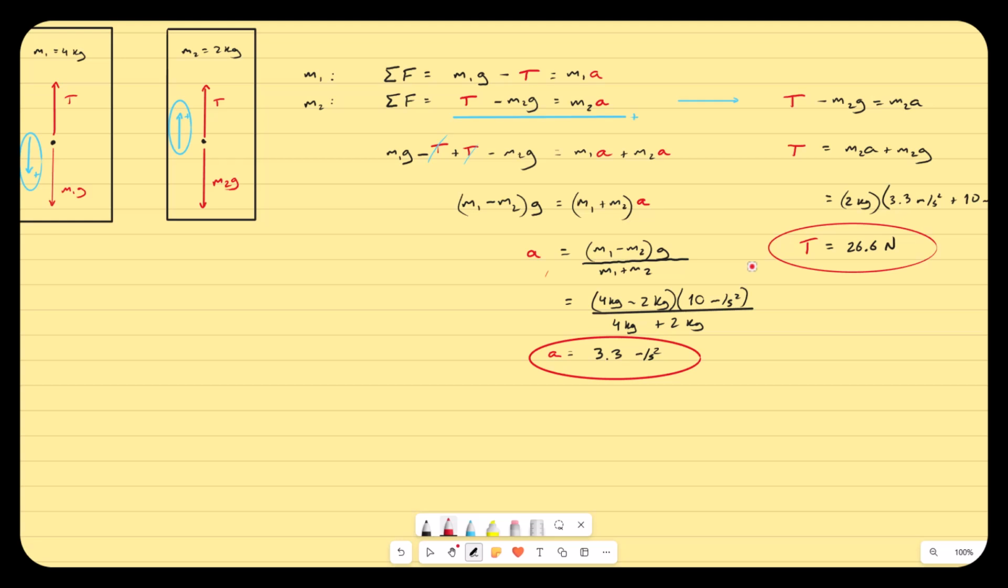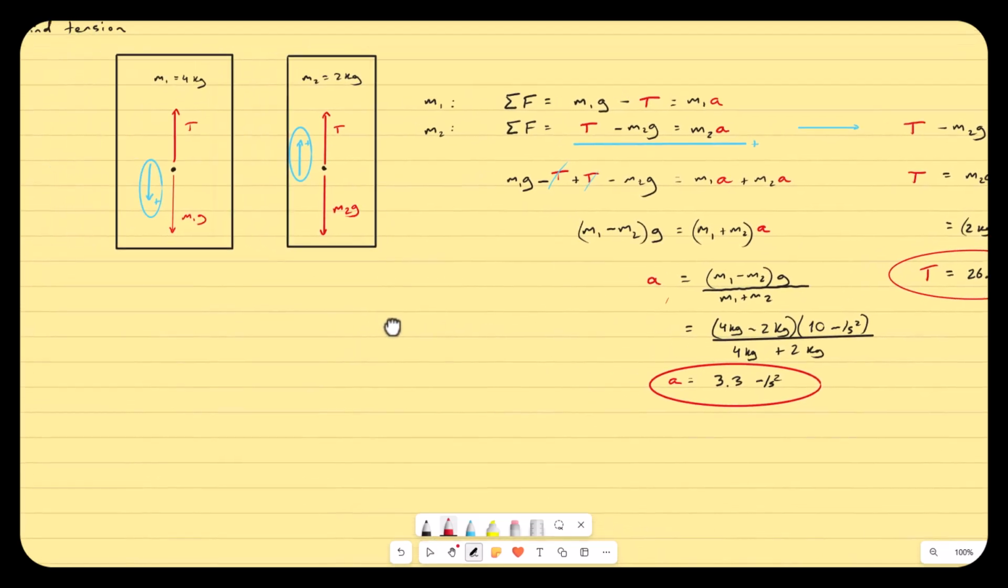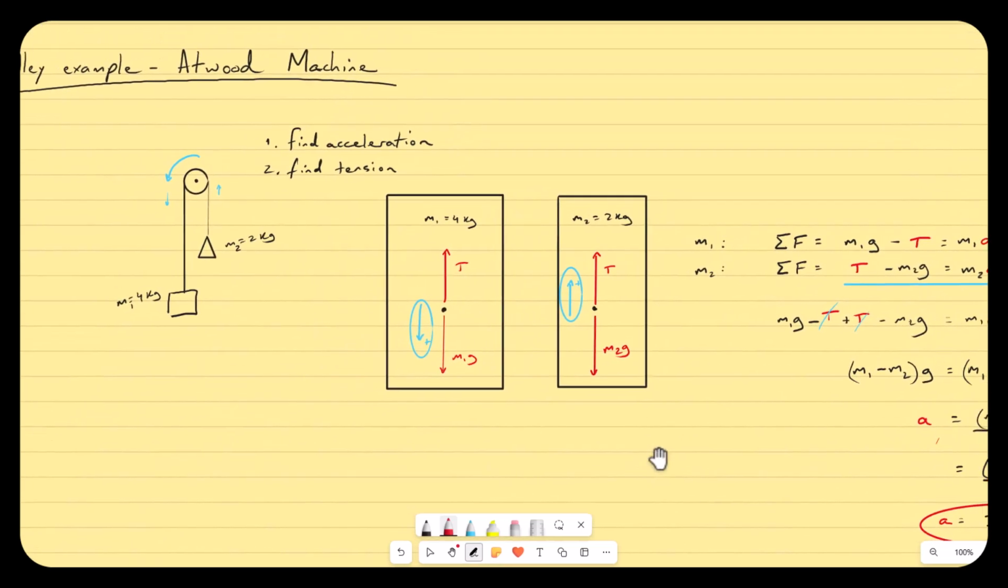I could have plugged into my top equation instead of the second one, and would have gotten the same result. I chose the second one just because T was already positive, so it was going to be just one step faster to solve for, that's all. That's it. That's the idea of an Atwood machine. It mostly comes down to drawing a free body diagram and recognizing a consistent direction for the axis that wraps over the pulley. Once you've got that, the rest is just a whole lot of math.